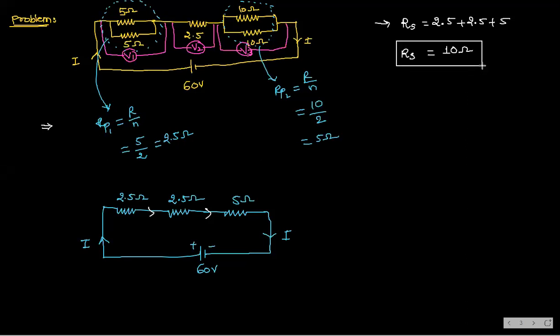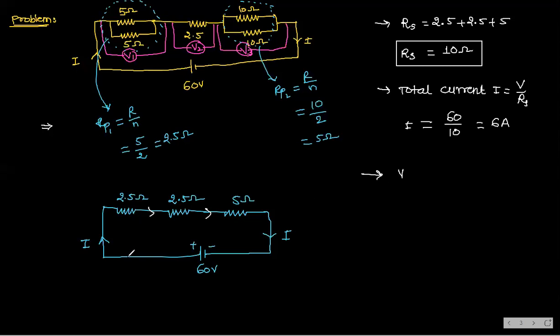Now after this we have to find the current because the battery potential we know. So total current I is equal to V by RS. Here V is 60 and RS is 10, so 60 by 10, that is 6 ampere.